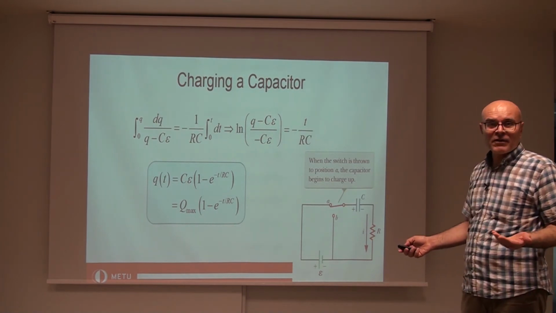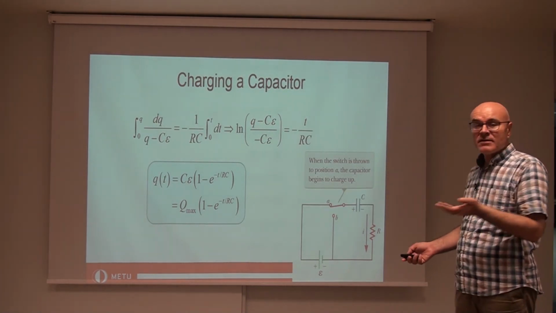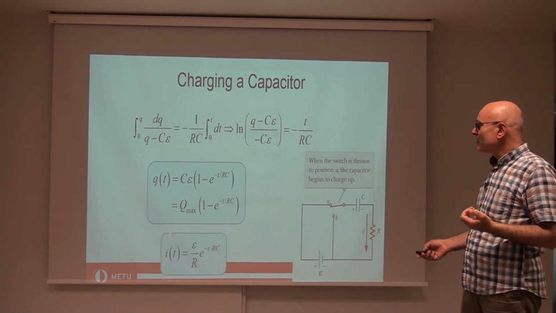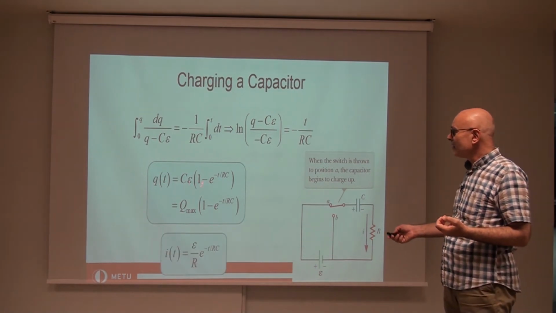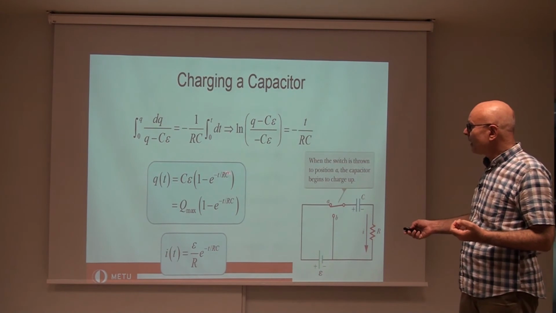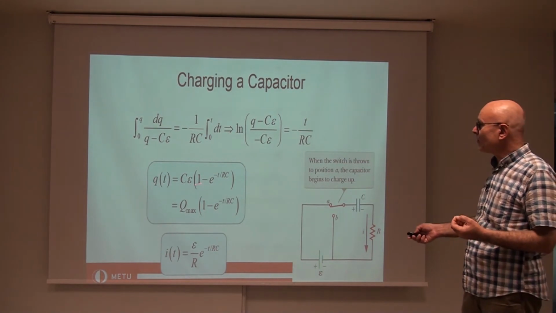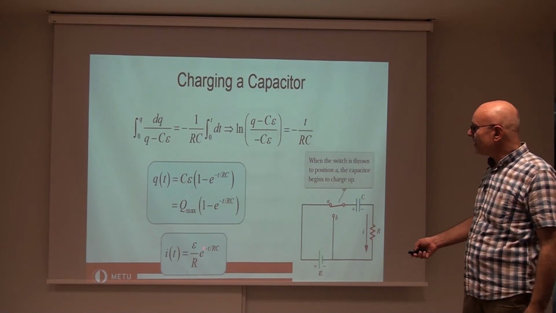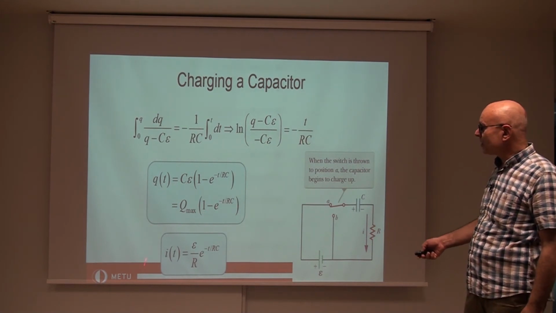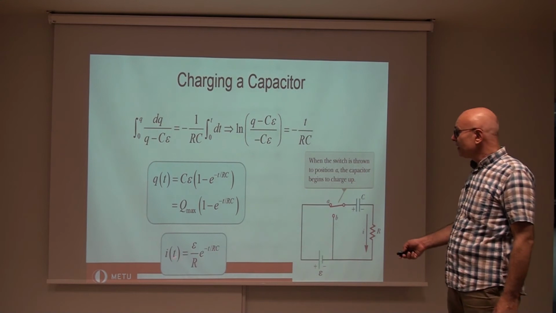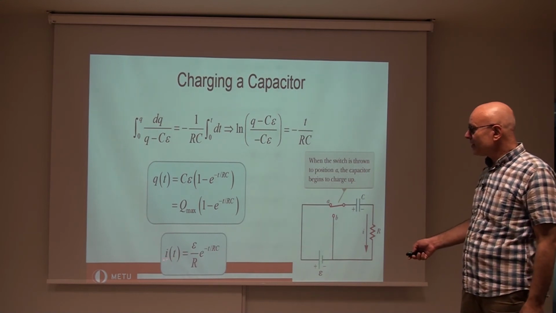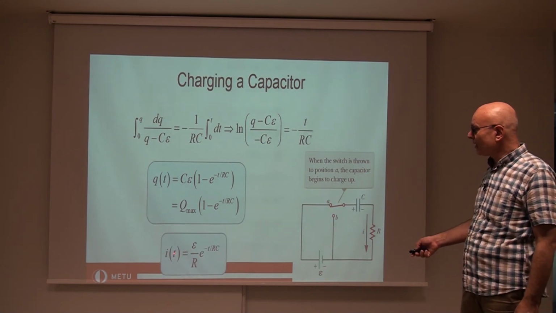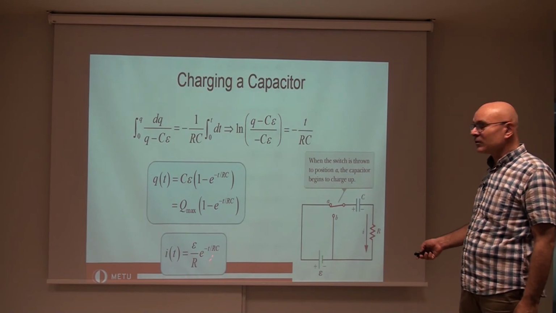Now, what about the current? Well, the current is the time derivative of Q. So if you take the time derivative of this, the time derivative of the 1 is 0. The time derivative of the exponential is just minus 1 over RC times e to the minus t over RC. And because I have CE, this reduces to this expression. So I of t changes, has this functional form. I changes with time according to this.